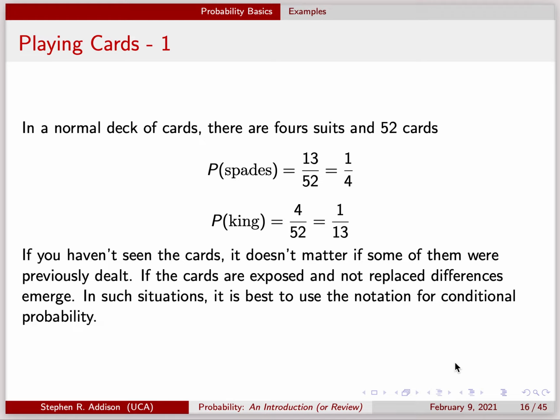Similarly, though, we can calculate the probability of getting a king. There are 4 kings in the deck, so the probability of getting a king is the number of successful occurrences divided by the total number of events. There are 4 ways of getting a king and 52 total choices, so that's 4 in 52 or 1 in 13 for the probability of drawing a king.